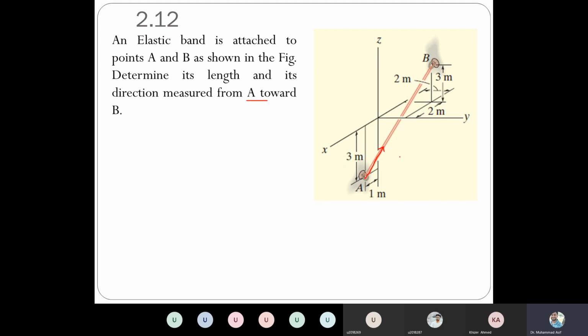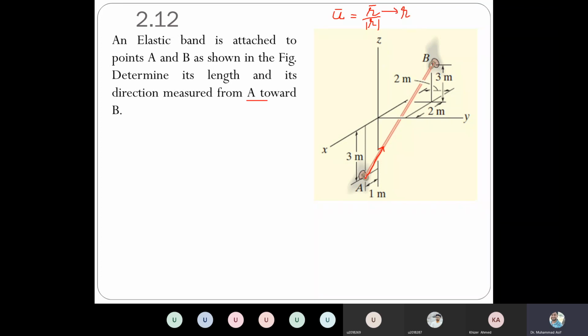And then how can you get the direction? To get the direction, you need a unit vector. How can you get a unit vector? You can get a unit vector from the position vector. If you divide a position vector by its magnitude, then you will get a unit vector. The unit vector will give you the direction, because a unit vector represents the direction of a vector. And which vector do we need? We need a position vector, from A to B.